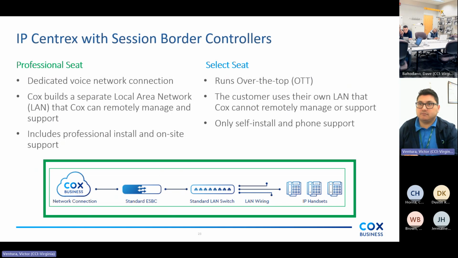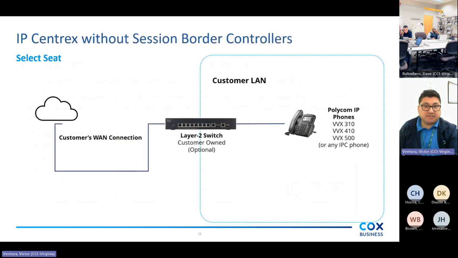Technicians are not typically routed for installs or trouble calls for select seats. They're designed to be self-installs. So here's what a select seat might look like, and this image is very broad. You have the customer's WAN connection. That could be the customer's own switch, and then a VoIP phone. That could be the 310, the 410, the VDX 500, or any of the IPC phones.